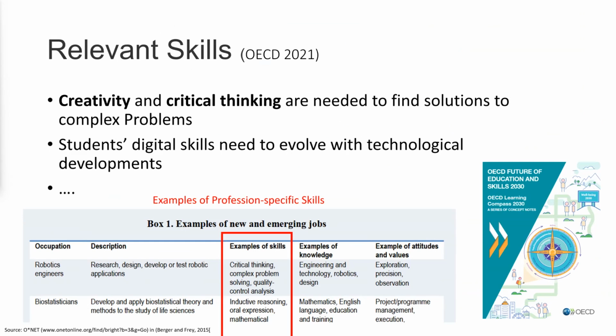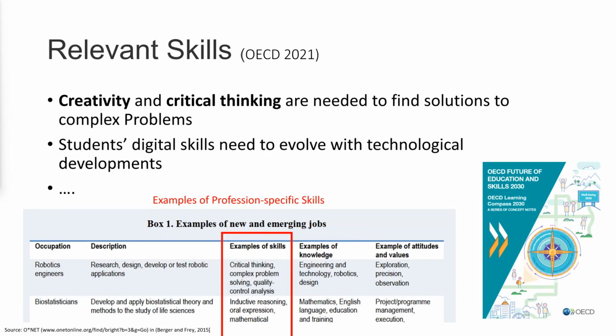A not so recent paper, just before the introduction of ChatGPT and other large language models that became very popular, a paper by the OECD shows as relevant skills for education creativity and critical thinking, as well as developing students' education in the same way, in the same path as technical developments. They also present skills for education according to different, emerging jobs. For example, critical thinking, complex problem solving, inductive reasoning, and so on.